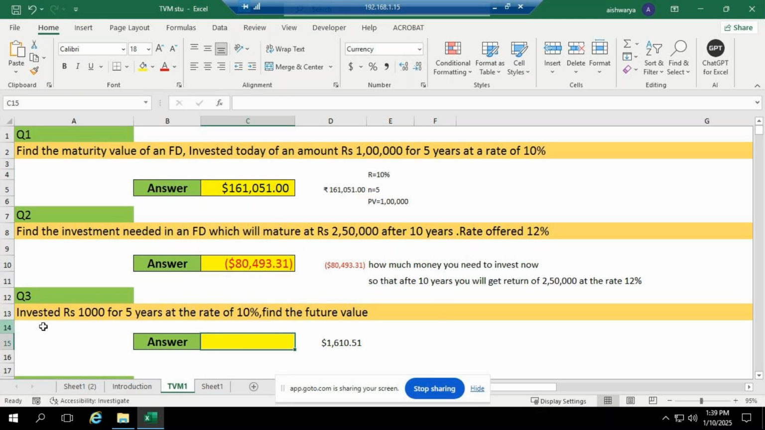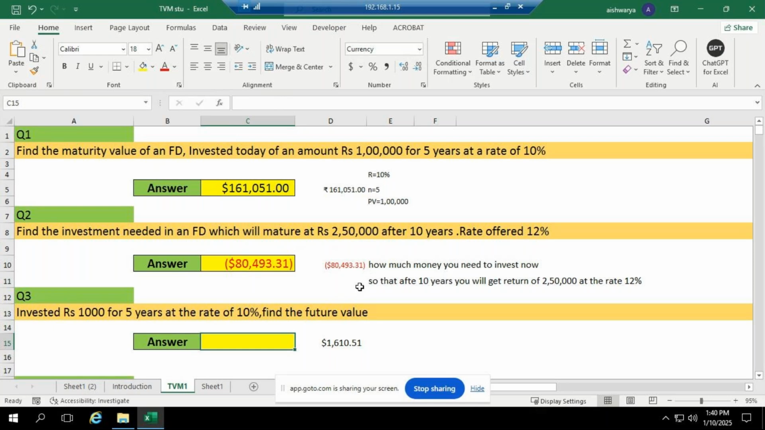So the next one, the third one, we will just see it out. Invested rupees 1,000 for 5 years at the rate of 10%. Find the future value. Here they have directly mentioned the future value, so we have to just find out the future value here.